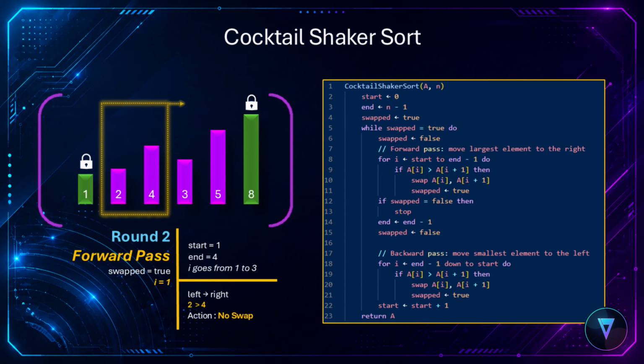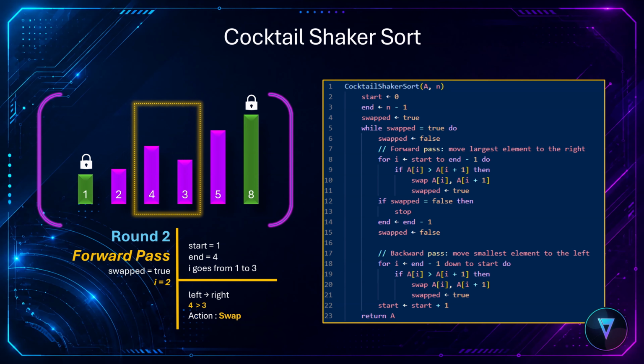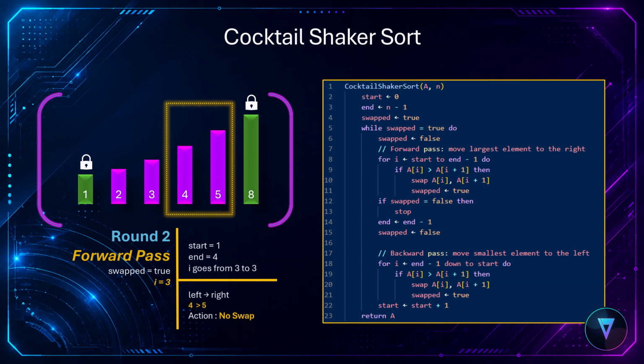At i equals 1, compare 2 and 4. No swap. At i equals 2, compare 4 and 3. Since 4 is greater than 3, swap. The array becomes 1, 2, 3, 4, 5, and 8. And that is already sorted. At i equals 3, compare 4 and 5. No swap. Since one swap happened in this forward pass, we do not stop yet.